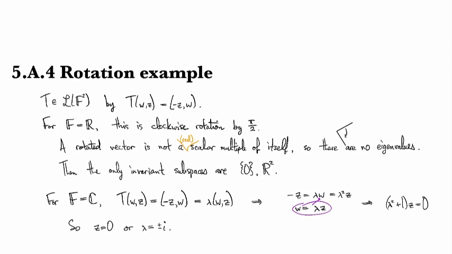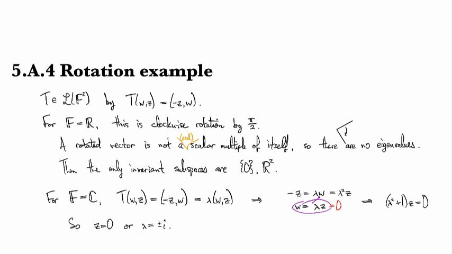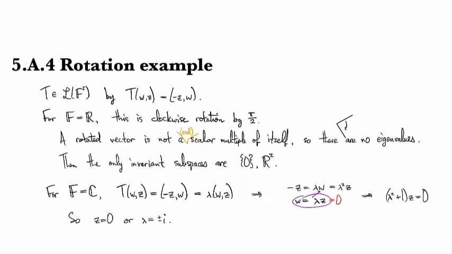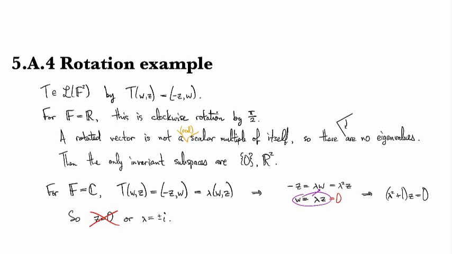However, if z were equal to 0, then w is also going to be equal to 0. And then that would mean that we started with the 0 vector and we wouldn't get an eigenvector, so we can cross that one off.